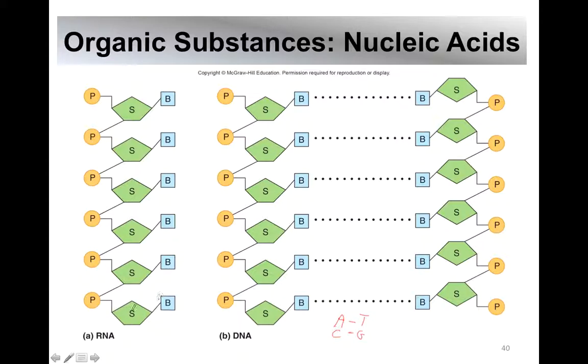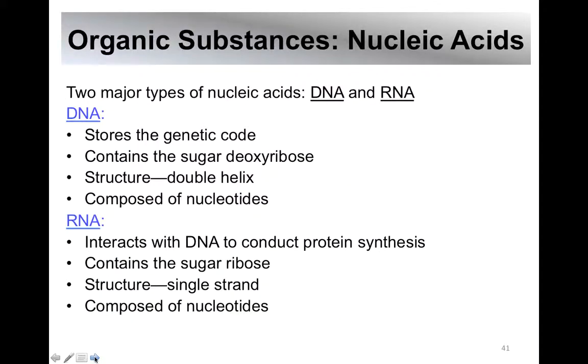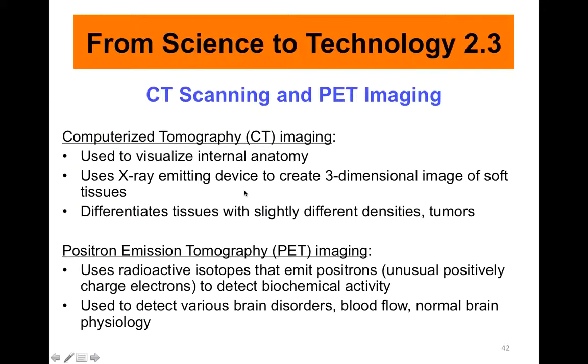RNA is single-stranded. So some differences in there. RNA's single-stranded, has ribose as its sugar. DNA is double-stranded, and it has deoxyribose as its sugar. Okay, and this just gives you more information. It kind of just goes over what we just talked about. Okay, so take a look at that. Make sure you have all that information down.